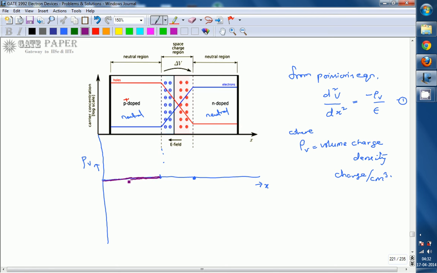So no volume charge will be present in the p region as well as in the n region. Remember that one: every semiconductor is electrically neutral. Charge will be present only in the depletion region, that too negative ions on the p side and positive ions on the n side of the depletion region. So negative ions on the p side, this is the width.